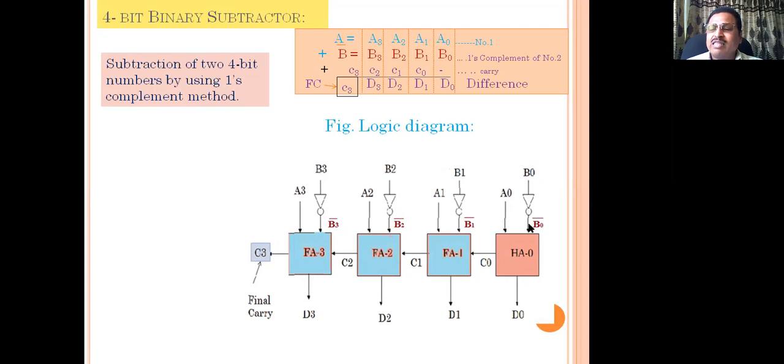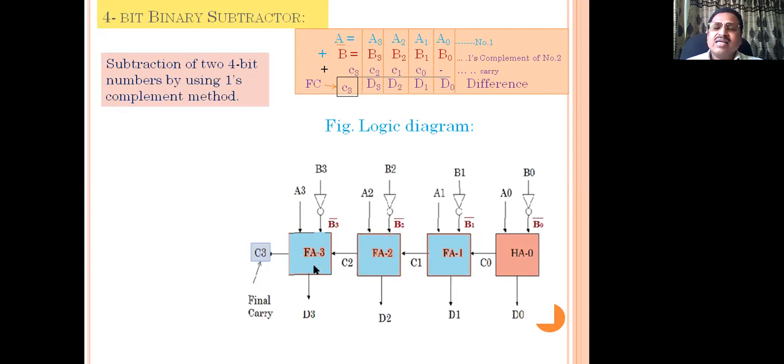So addition of A0 with B0 bar by half adder 0 will give the difference as sum D0, and any carry C0 is given to the next position, full adder 1. It will add three bits: A1, B1 bar obtained from B1 by a NOT gate, and C0, the carry from the previous column. The resultant sum is the difference bit D1, and carry C1 is given for the next position. Now full adder 2 will add A2 with B2 bar obtained from a NOT gate, along with carry C1. The sum is D2, and any carry C2 is given for the next addition.